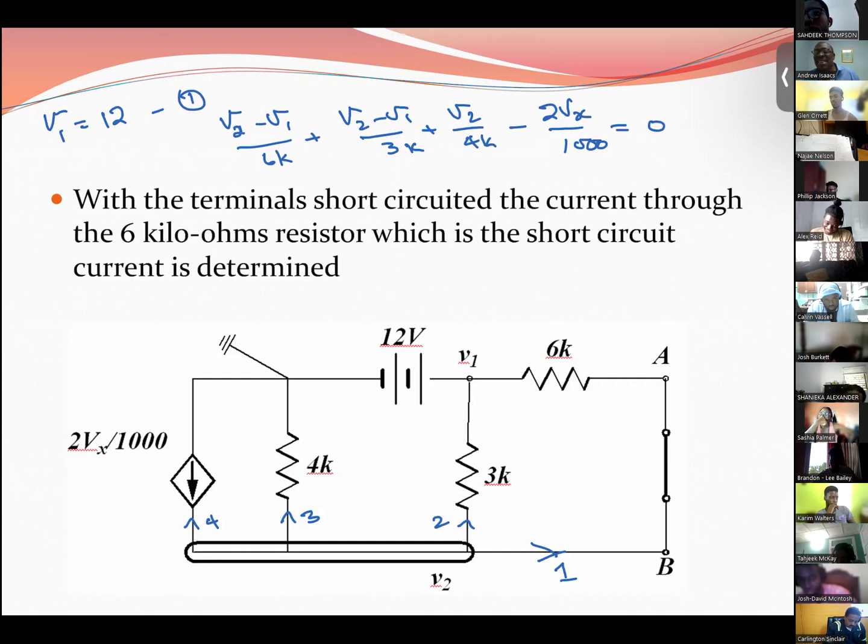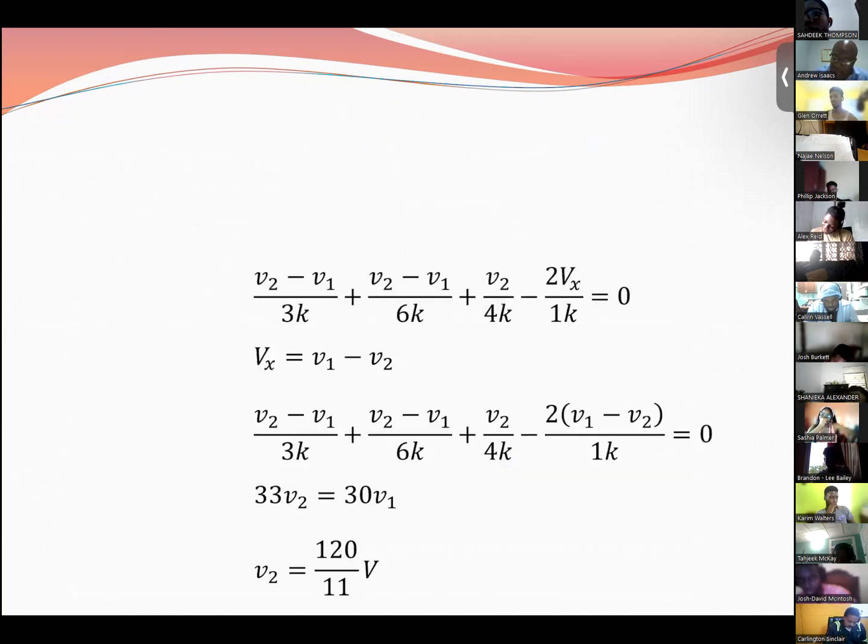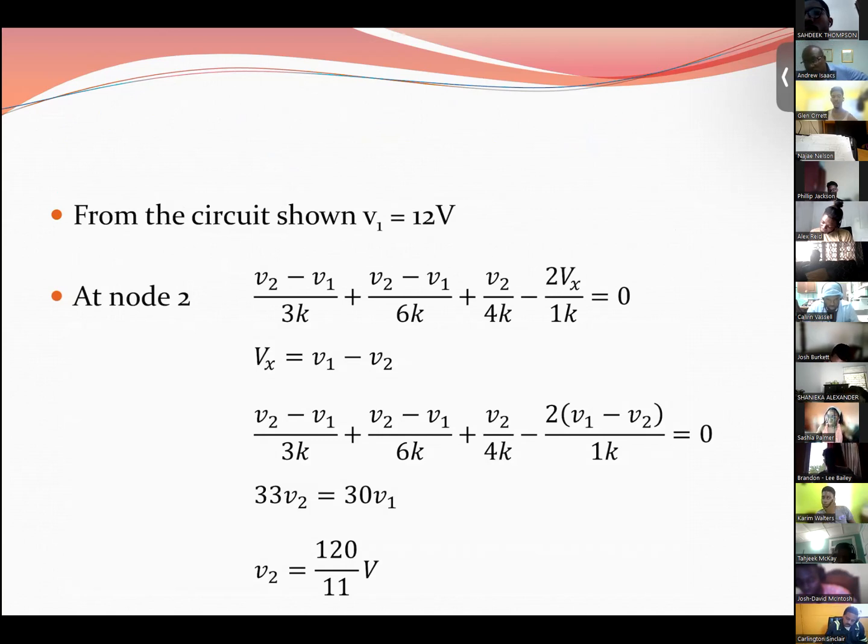So the equation at node 2 is as shown. If you go back to the original circuit, Vx is the voltage across the 3K, with the positive at the top. So it means that Vx is equal to V1 minus V2, and so you can make that substitution.